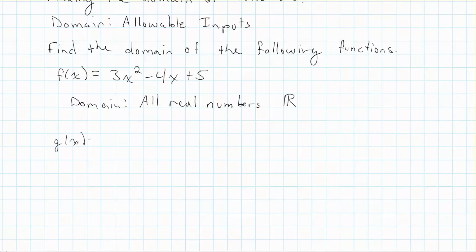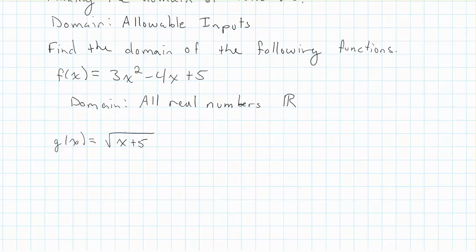G at x is equal to the square root of x plus 5. Alright, now I do have to think about this, and again, not that this is going to be hard, but I have to think about square roots. What do I have to be careful with square roots? Well, we talked about this in an earlier video. If I do square roots of negative numbers, well, I can do those, but I get imaginary numbers or complex numbers.